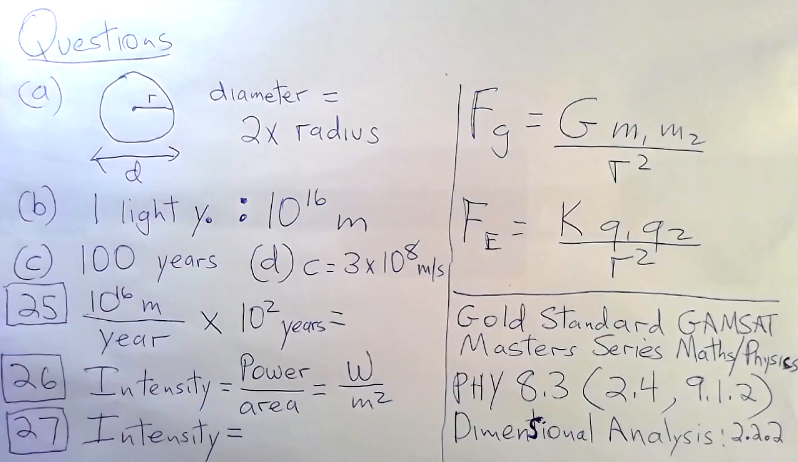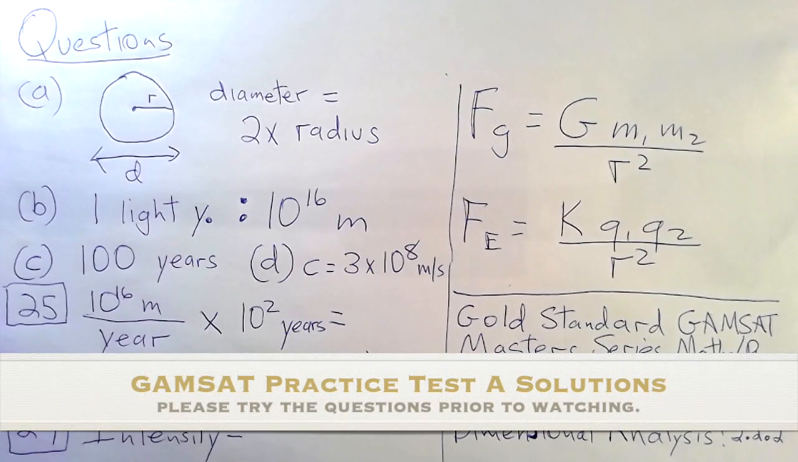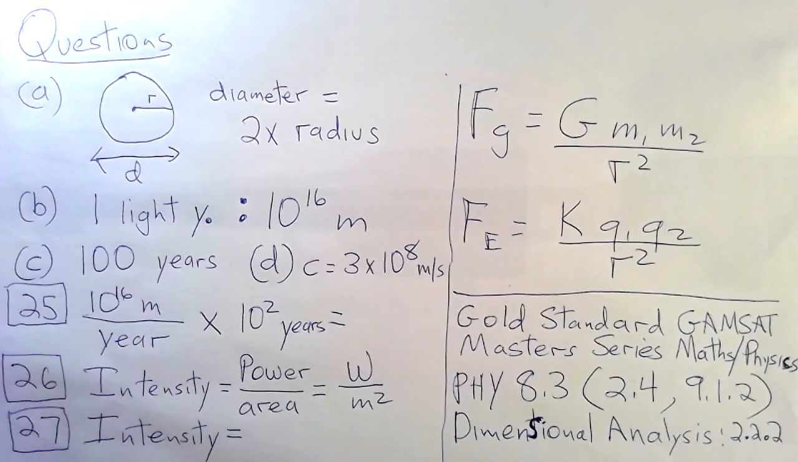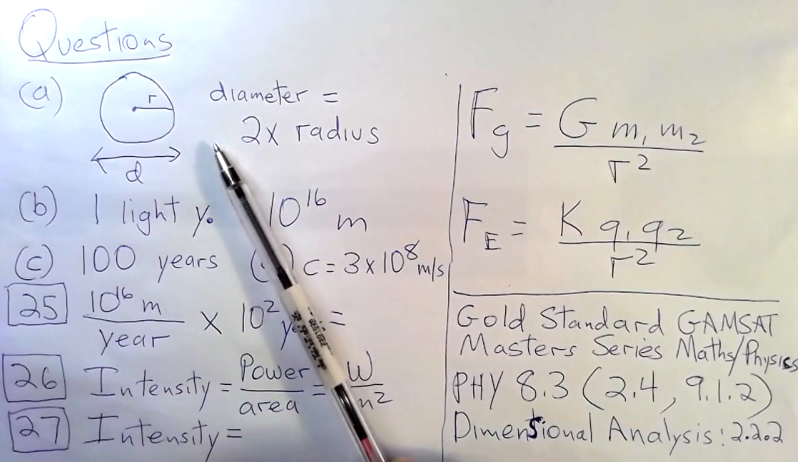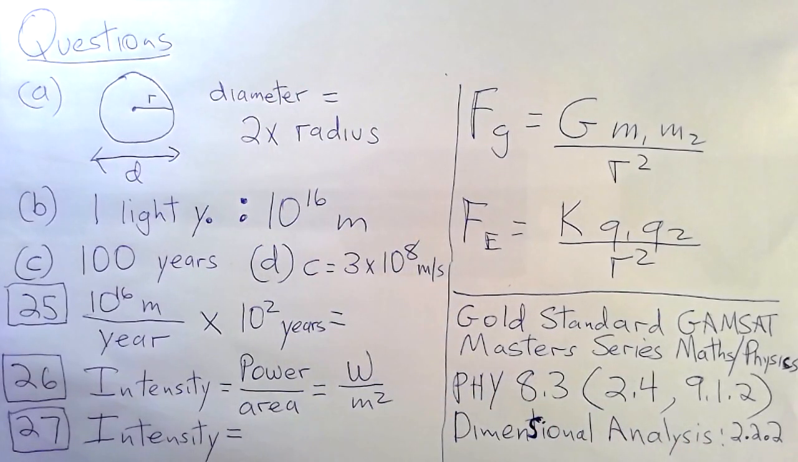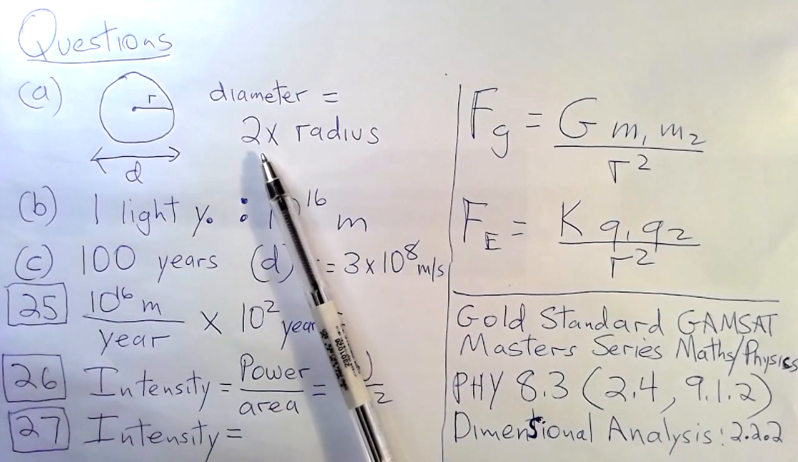Which of the following is closest to the diameter of the radio bubble? First of all, I want you to think about something. The minimum you probably know is the relationship between the radius and the diameter. And so, yeah, you know that a diameter is twice the size of the radius.